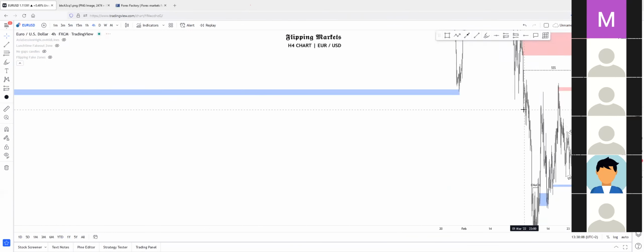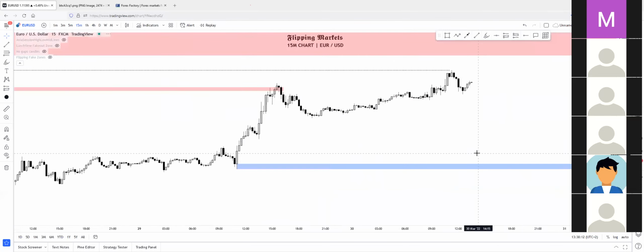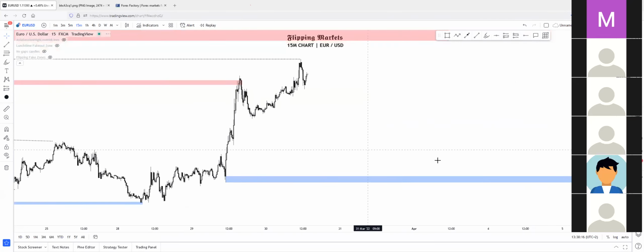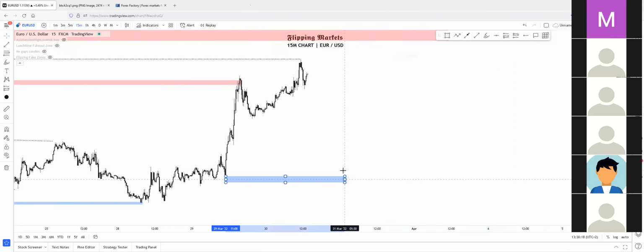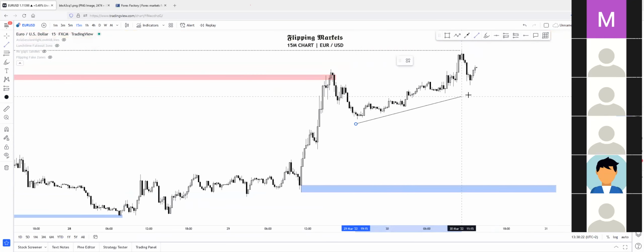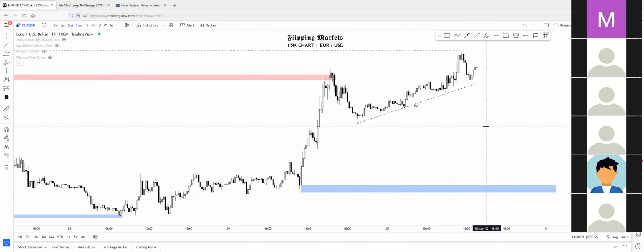Let me switch back to the 4-hour chart and see if there was any 4-hour zone inside of this big movement. No, there wasn't. So on the 15-minute chart, we can see that price has built up a liquidity trend line right here. A perfect liquidity trend line, as you can see. This liquidity trend line has been built up for what? As you can see, we have a perfect 15-minute zone right here.